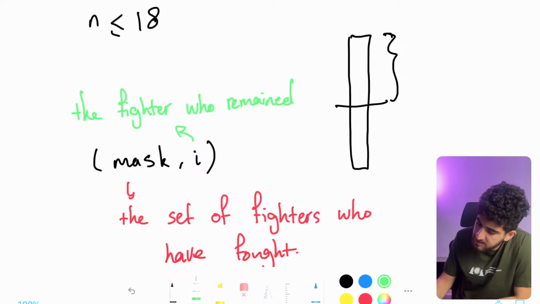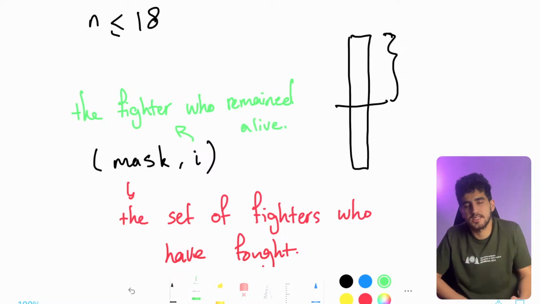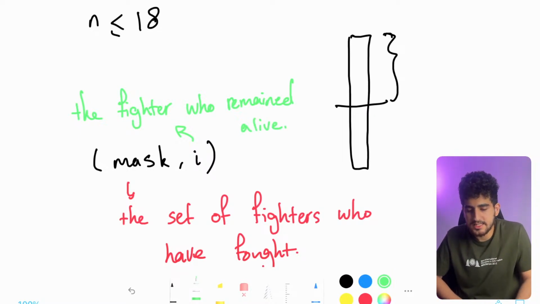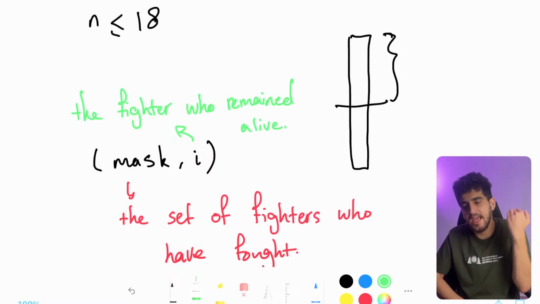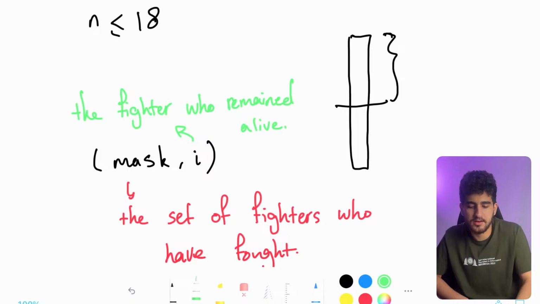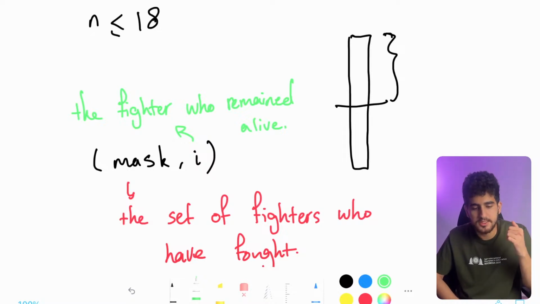Assume that we are in this state. Assume that right now we are in this state. I want to see that if right now I'm in this state, what is the probability that at the end person number 1 will remain alive? I said that I want to maximize the probability that person number 1 will remain alive.